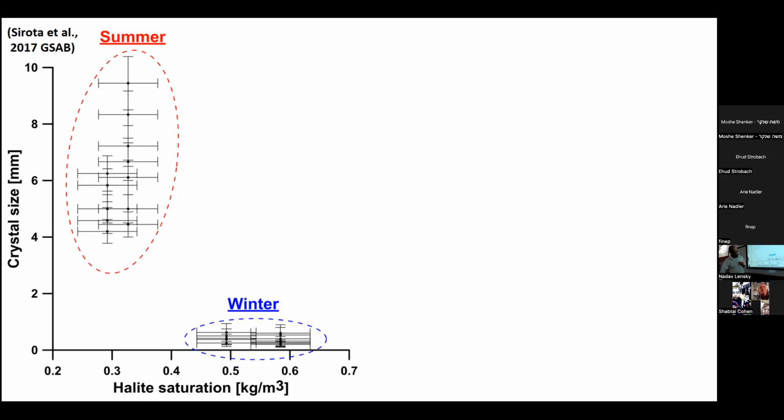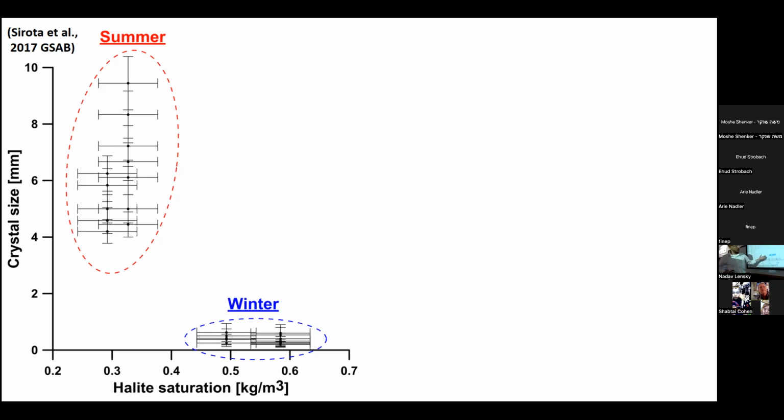As I told you, we know how to measure the saturation of the brine. So in highly supersaturated conditions, we have fine crystals, whereas in low supersaturation, we have coarse crystals. And the reason is kind of kinetic. The formation of a new crystal requires more chemical potential energy.